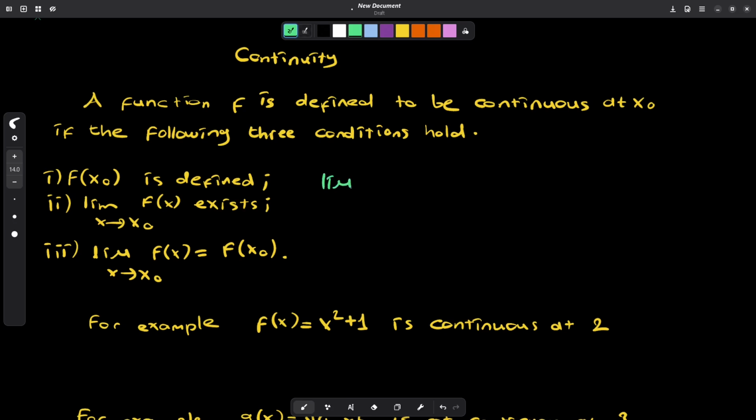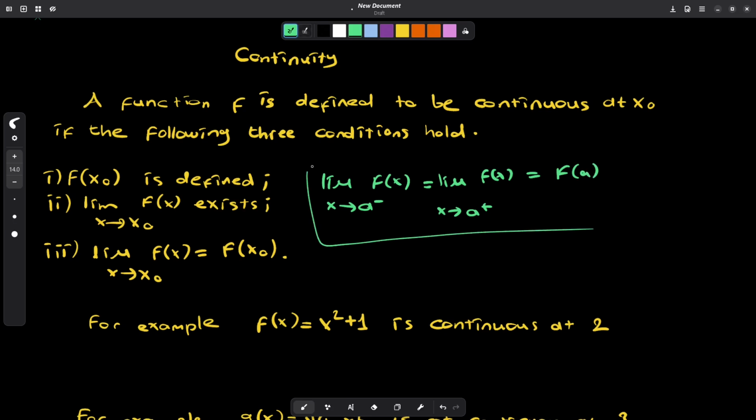In other words, limit of f(x) as x approaches a value like a from the left side and limit of f(x) as x approaches a from the right side will be equal to f(a). When this holds, we will say our f(x) is continuous at the point a.